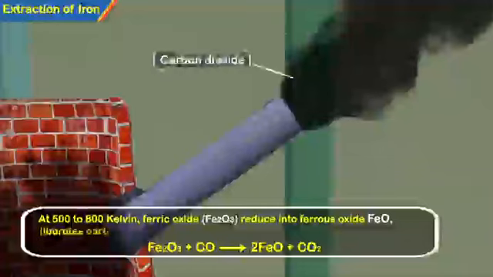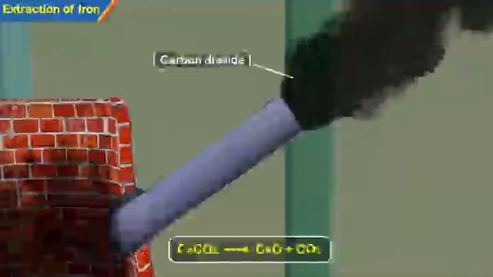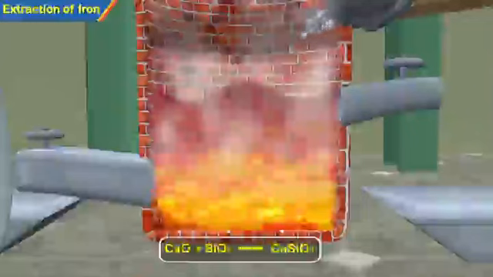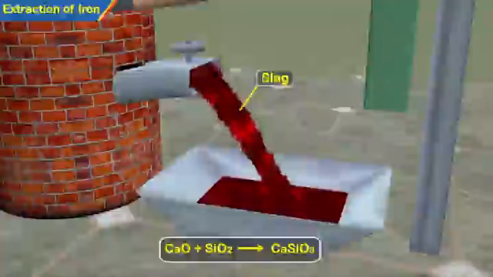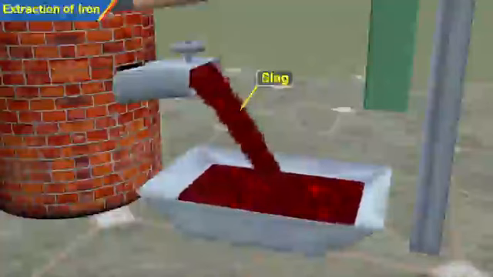At 500 to 800 Kelvin, ferric oxide, that is Fe2O3, reduces into ferrous oxide, that is FeO, and liberates carbon dioxide. Simultaneously, flux decomposes into calcium oxide and liberates carbon dioxide. This calcium oxide reacts with impurities of the ore, that is silica, and forms slag in the molten state. Molten slag is separated from the furnace.